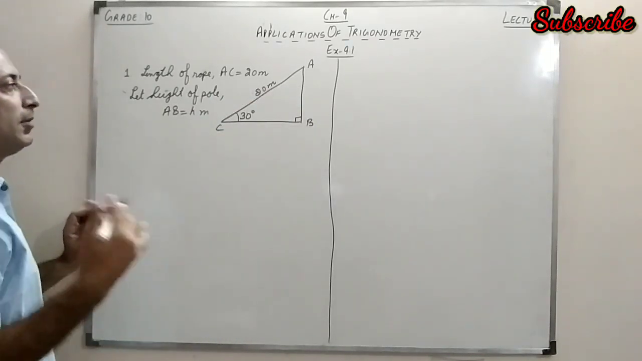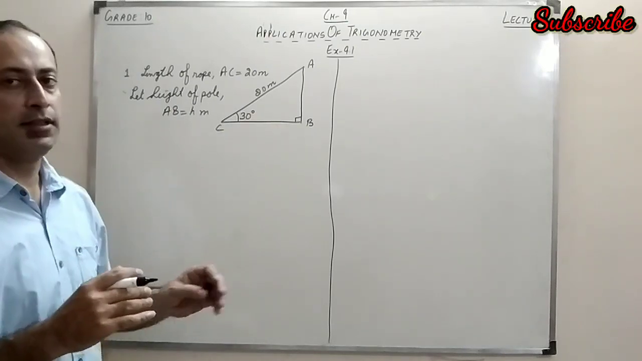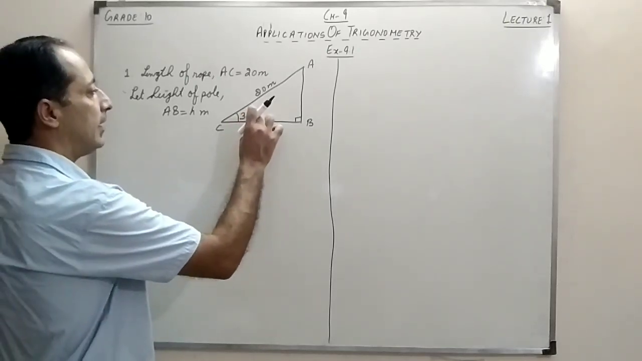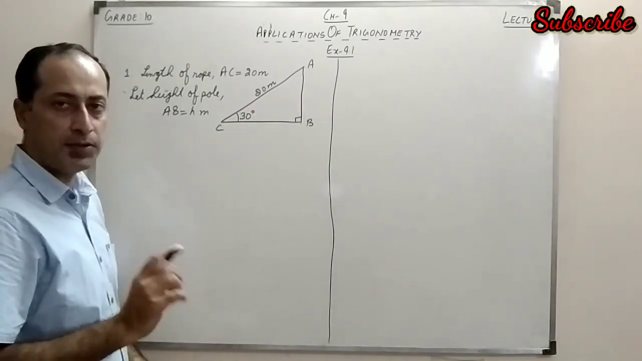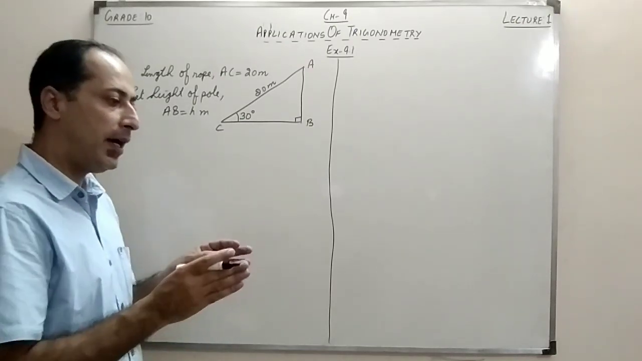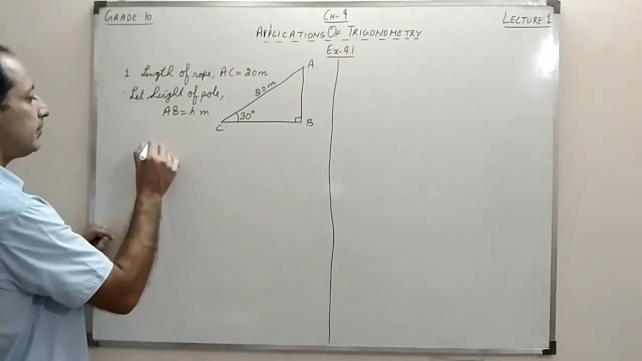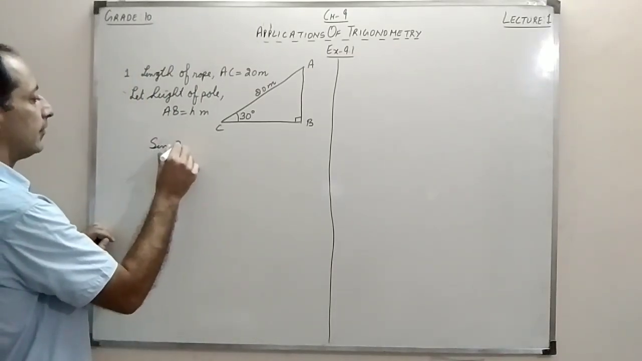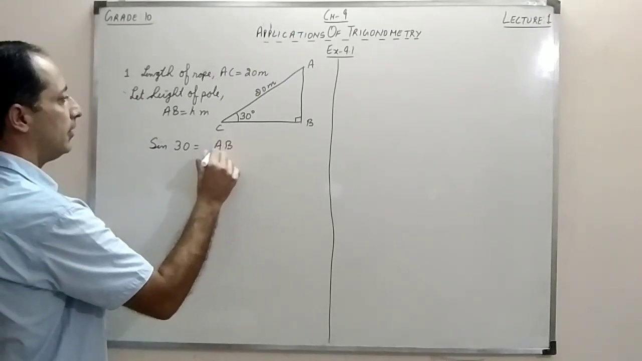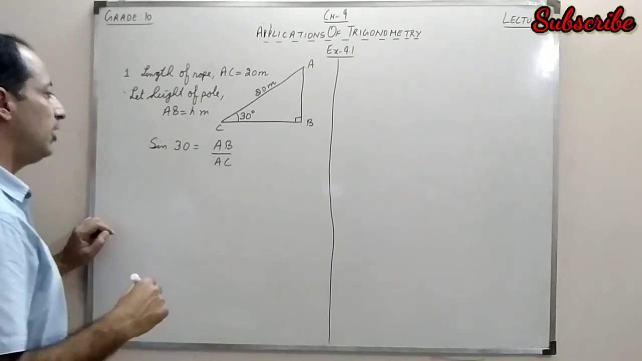Now, how can we find this? We have to remember which T ratio can combine these two sides with respect to this angle. If you see, with respect to this angle, this is the opposite side and this is the hypotenuse. So if we go by the T ratios, we have sine theta, which is equal to opposite upon hypotenuse. Now, we need to remember the value of sine 30.